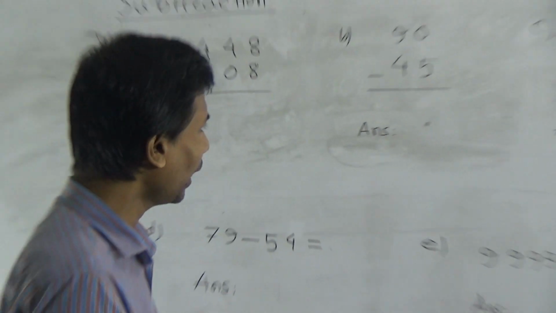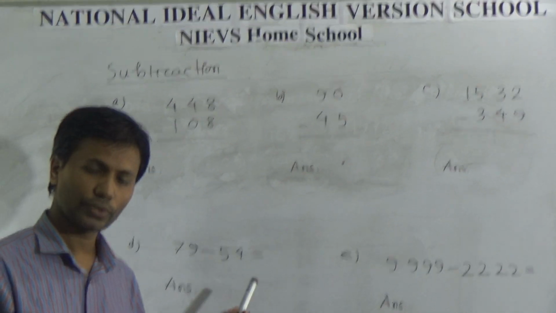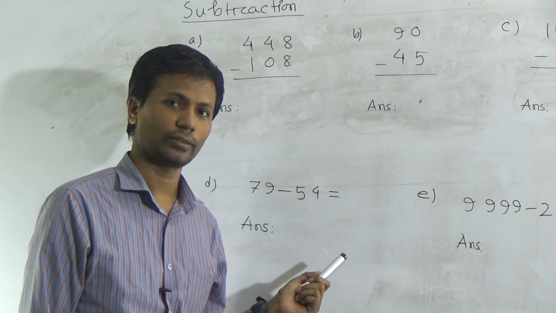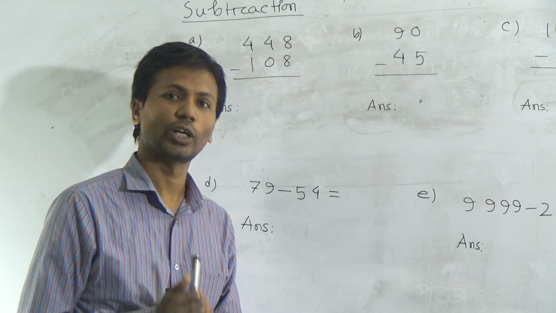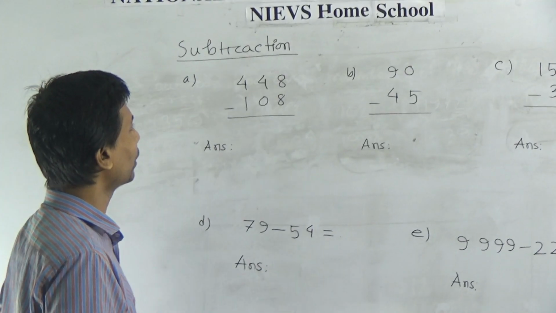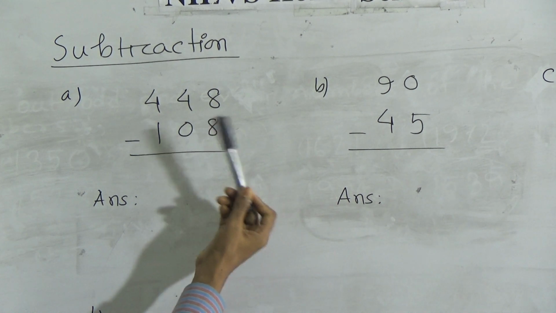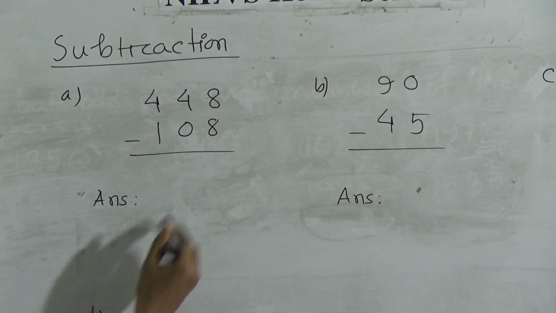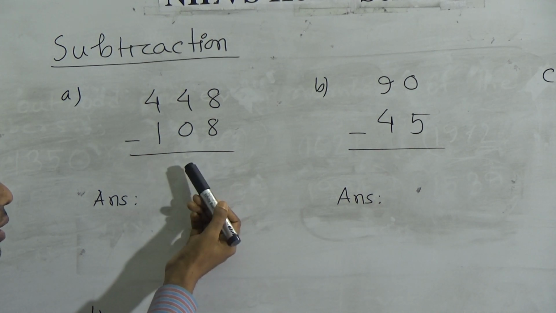Okay, now I will teach you subtraction. Subtraction is of two types: subtraction with carrying and subtraction without carrying. Okay, look, you see the A number question. You see this is 8 and this is 8. So we can subtract 8 from 8 easily. So this is called subtraction without carrying.